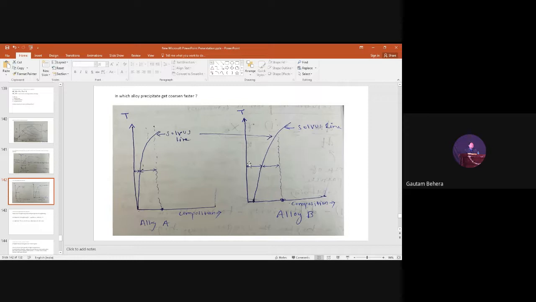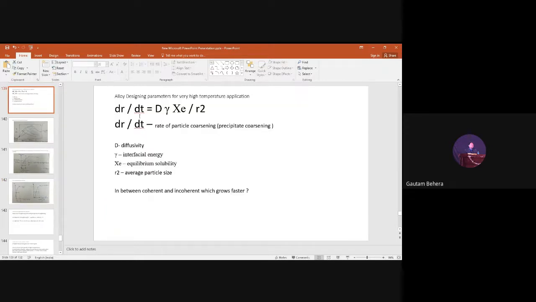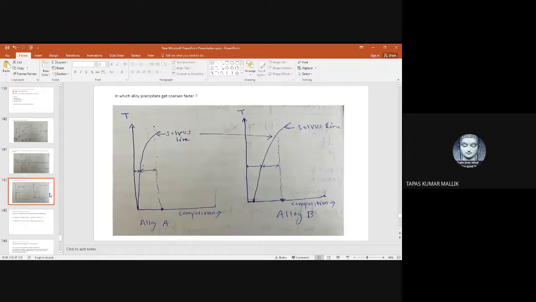So if in alloy B equilibrium solubility is more, then what will happen to the rate of particle coarsening? It will increase. It is directly proportional to xc. Right. So solubility, you understand, this is a single phase. That is why there is a solubility. But here there is no proper solubility. So that's why we have a two phase region.